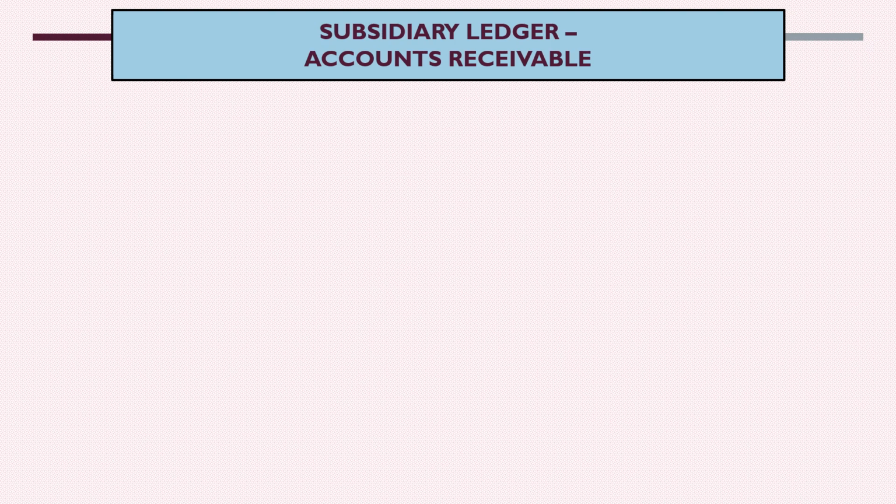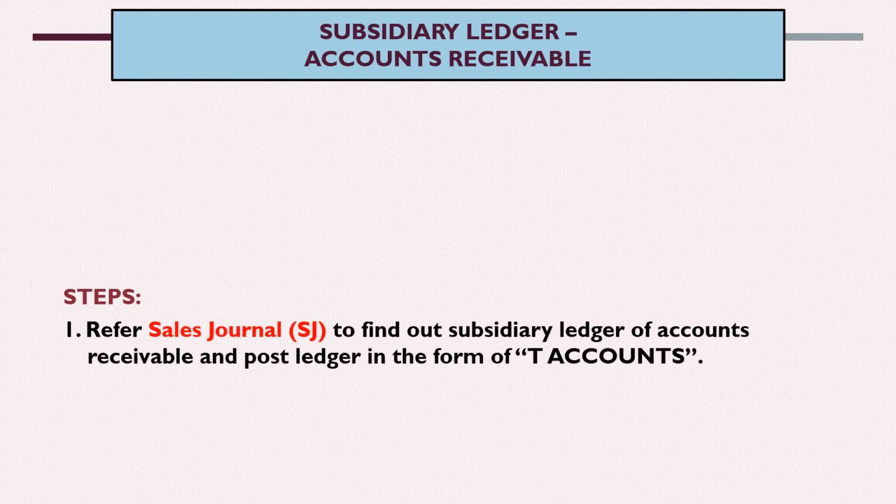Now, let us see how to generate subsidiary accounts or subsidiary ledger by posting from special journals and general journals. Please refer to the example of special journal and general journal from the previous video. There are several steps to do it. First step, refer to the sales journal to find out the subsidiary ledger of accounts receivable and post the ledger in the form of T accounts. Now, let us check the sales journal.